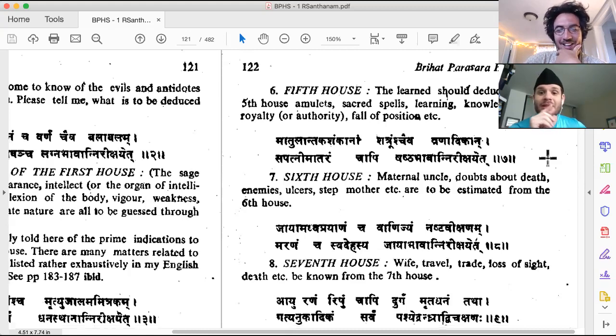So they learned should deduce from the fifth house amulets, sacred spells, learning, knowledge, sons, royalty, fall of position, etc. You get a lot of mixed things, and this is the only shloka that I could understand where he kind of uses this idea of Leo being like the fifth. Yeah, totally. Like that kingly power, royalty. Yeah, royalty, to affect your life and change your life through amulets and spells and mantras and stuff. I'm going to really start employing this more when I think about the fifth house.